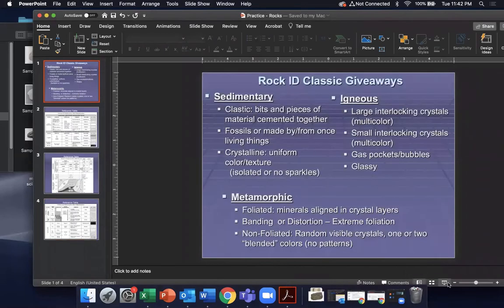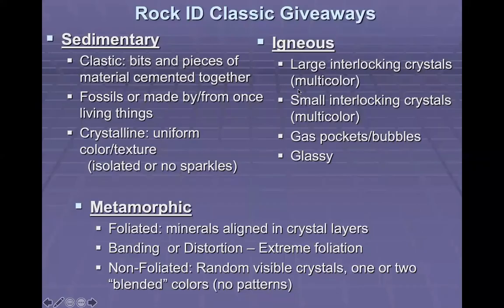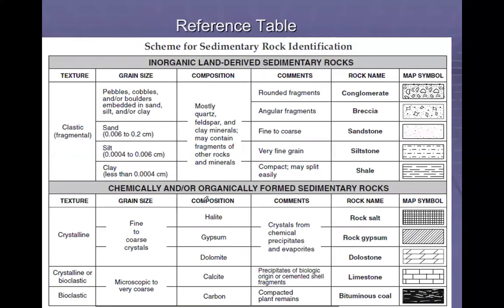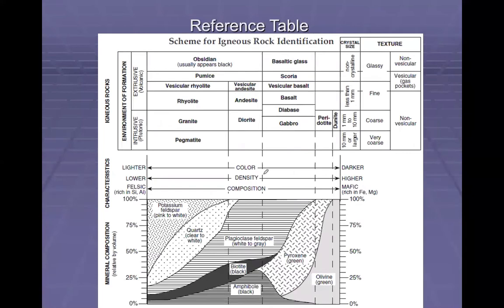So I'm looking at a sample that has large multicolor interlocking crystals. So clearly we're in the igneous rock area. There's no pattern to the crystals. There's no putty cement holding bits and pieces of stuff together. I don't see any fossils. I don't see any pattern in those crystals either. They are really, really random, if anything. So that brings us to use this chart once again.